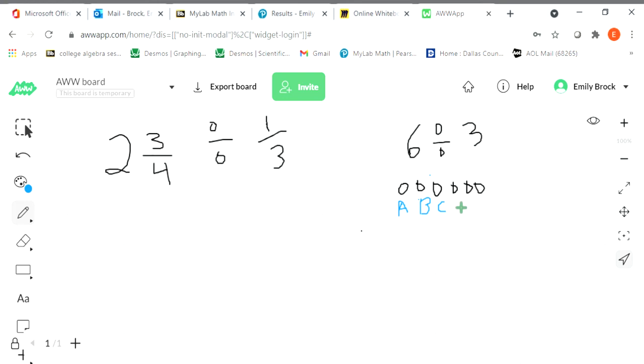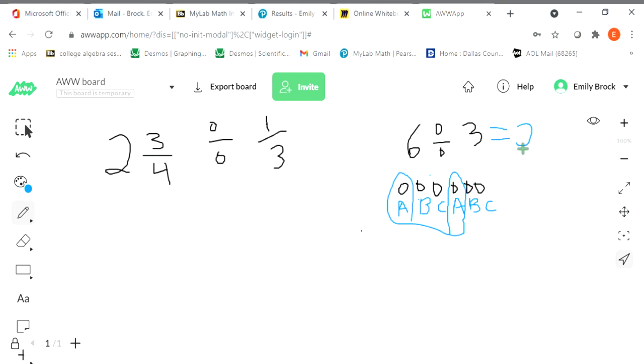And then we start again. A gets 1, B gets 1, and C gets 1. So in partitioning, you are dividing it up into that many groups. The answer is how much one group or one person or one whatever gets. And here I can see that A got 2. So the answer to 6 divided by 3 is 2.